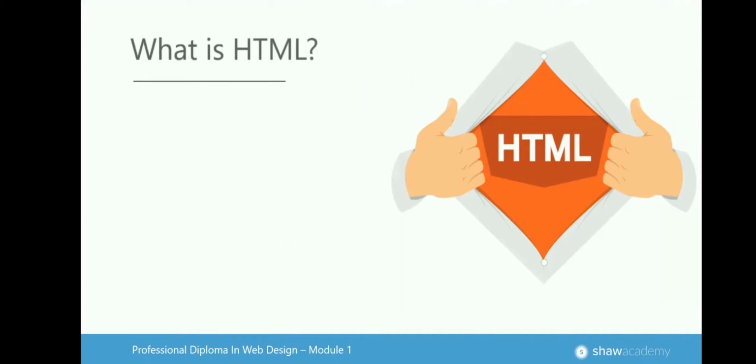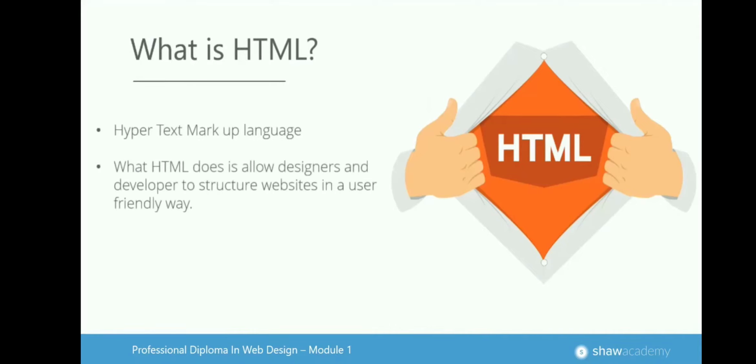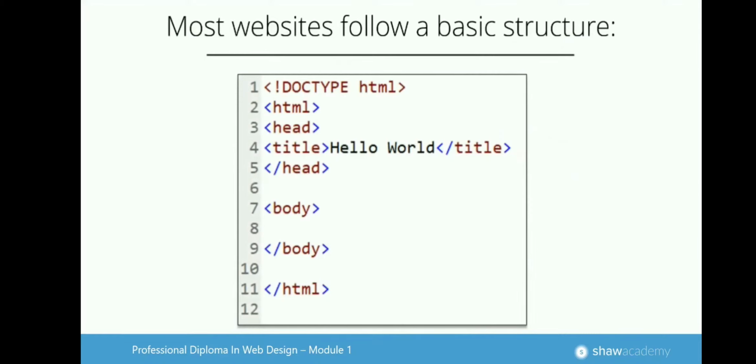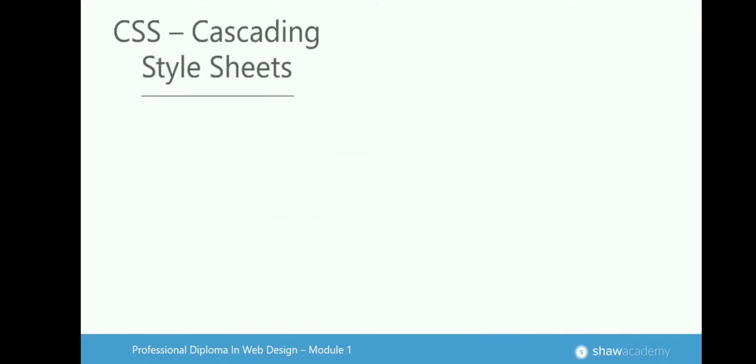What is HTML? Well, to most of you, this has probably been a very scary term until now, but HTML is hypertext markup language. What this does is it allows designers and developers to structure websites in a very user-friendly way. And it allows them to create documents designed to be shown in web browsers. Now, HTML has a very basic outline, as you will see here. So we've got doc type HTML, HTML, head, title, and then we've got body and HTML. Now please don't run away, because I'm going to go through all of this in the live demo.